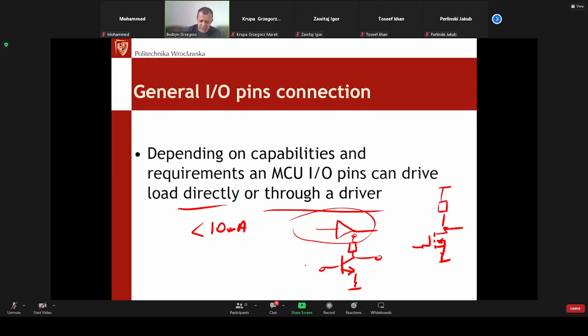In case of the bipolar transistor, we are missing a resistor here. The resistor is important in this configuration. Why is that so? Who knows? Why is the series resistor important in the bipolar driver configuration?